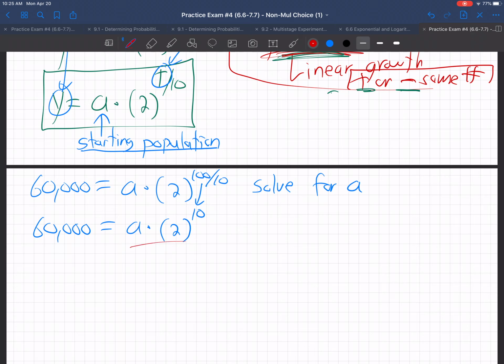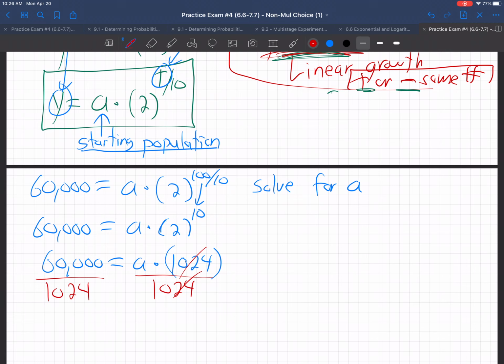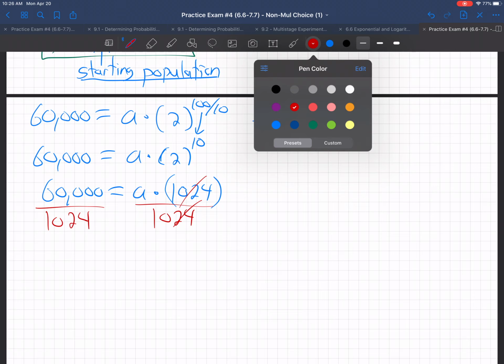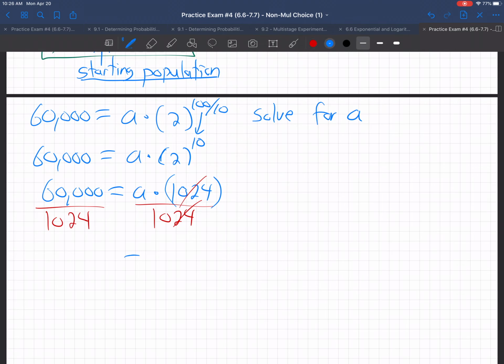So now to solve that equation, well, here, why don't we first figure out what that is? On our calculator, this will be 60,000 equals a times 2 to the 10th, which I believe is 1,024. If you use your calculator, raise 2 to the 10th power, you get 1,024. Now divide both sides by 1,024, and a will equal 60,000 divided by 1,024 on our calculators.